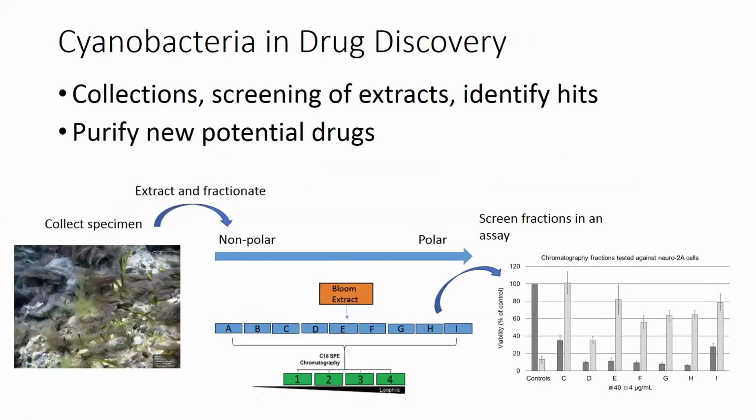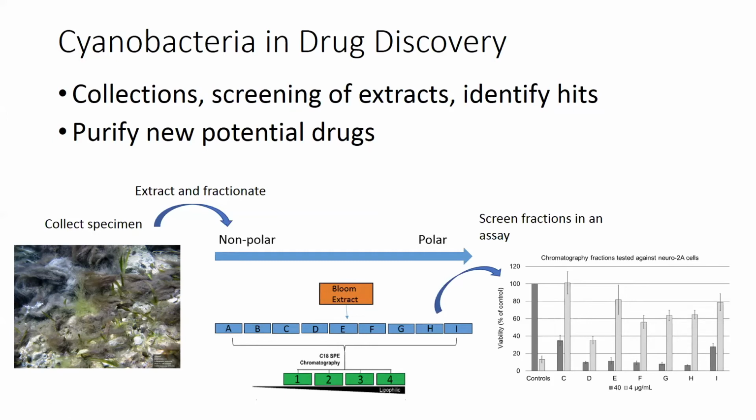Okay, so how does this work with cyanobacteria? How does this work with these blooms? Well, historically, what you do is you go out and collect, you screen extracts, or you screen fractions, and then you identify these hits, and you purify out these new potential drugs, and you do further studies. Okay, so I'd like to go out, scuba dive. This is not a blooming organism here. This is just on the bottom, but you go out, you're on scuba, you're reaching down, you're collecting this stuff, you're putting it in a jar, you bring it back to the laboratory, you extract it in some type of solvent. So you're pulling out all the chemicals from that cyanobacteria.